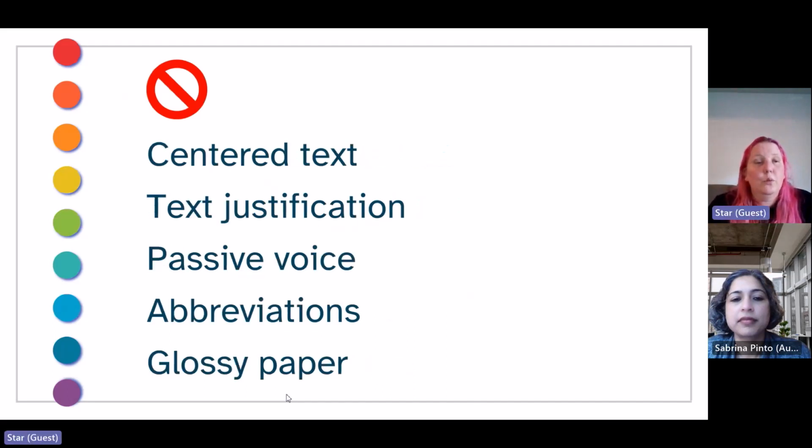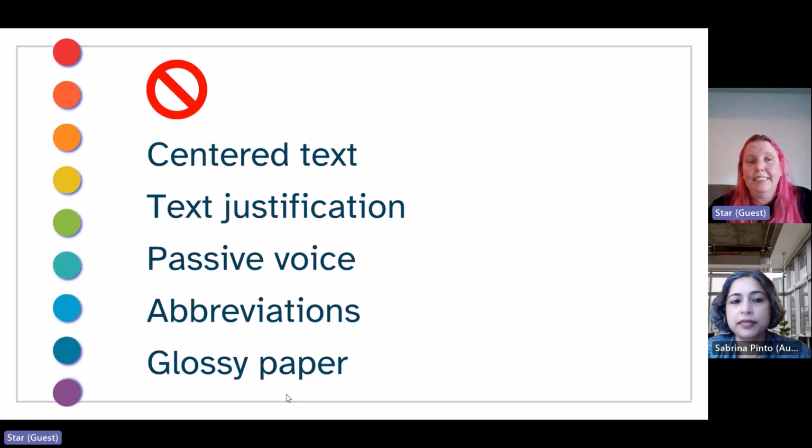You also don't want to use centered text or text justification. Text justification is when you space the letters apart so that the edges of each line are parallel to the sides of the page. And it can make the spacing between words and letters inconsistent, and that can be hard for some people to take in.